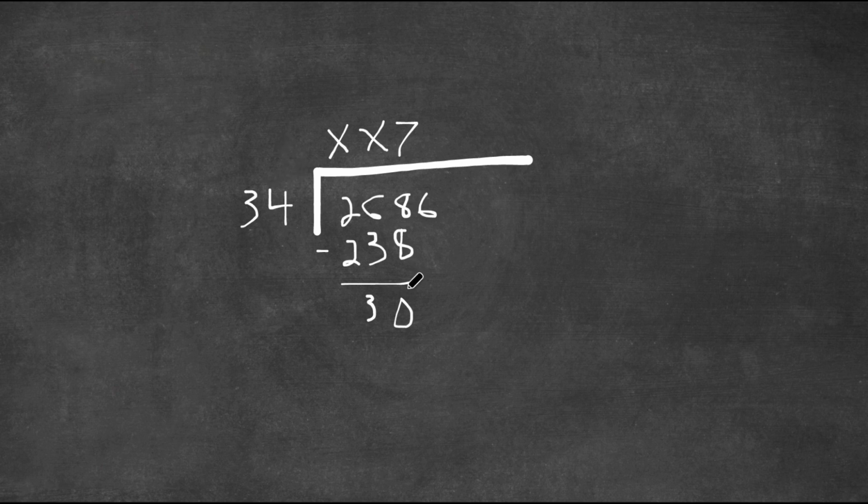And now we need to figure out how many times can 34 go into 30. It can't, because 34 is still greater than 30. And now remember, we can't add an x because we already have our first digit, so we're going to drop down our 6 as a helping factor. So now, how many times can 34 go into 306? And the answer is 9, because 306 divided by 34 is 9. And 34 times 9, that's 306. So now we're going to subtract these two, and we have a remainder of 0. So 79 is our answer. 79 is the answer to 2,686 divided by 34.